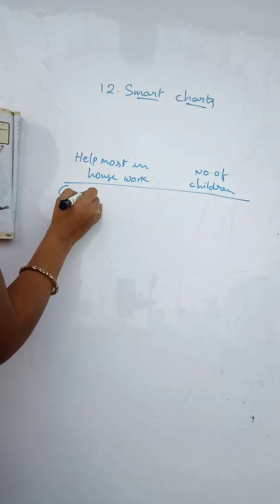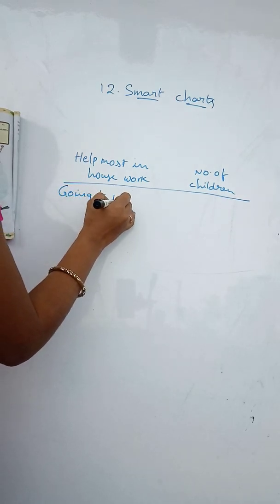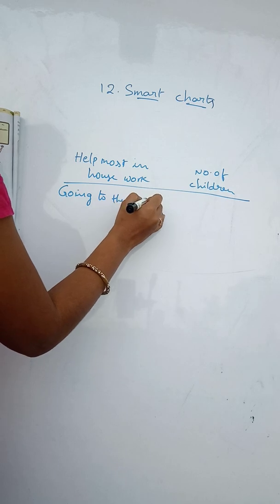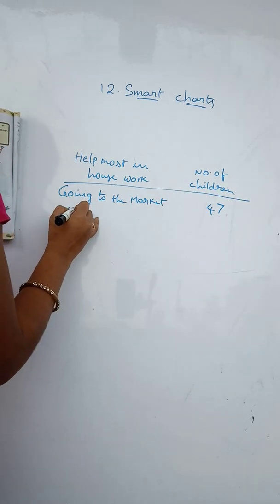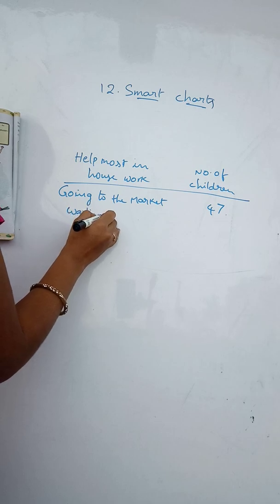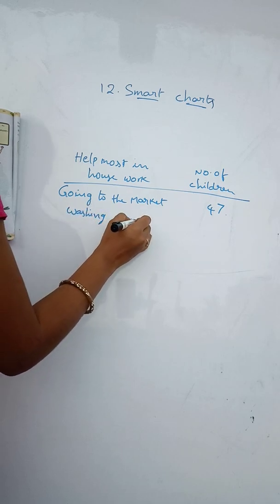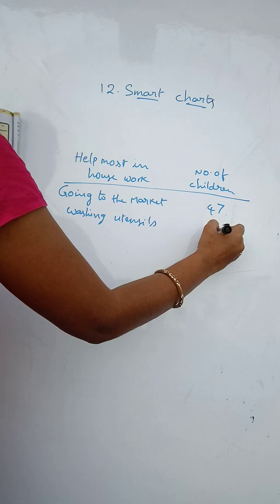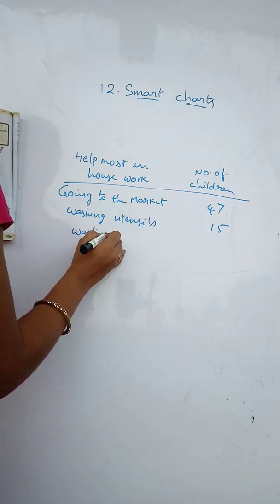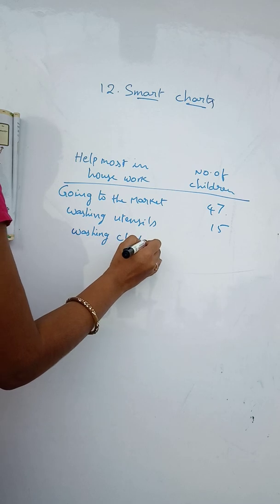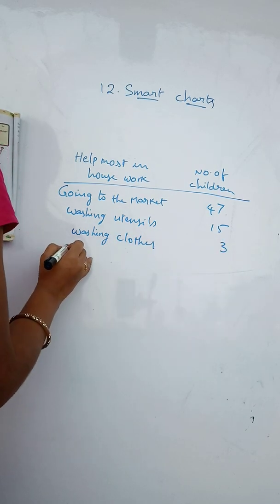Going to market. How many members are going to the market? 47 members are going to the market. Washing utensils. 15 members are washing utensils. Washing clothes. 3 members are washing clothes.